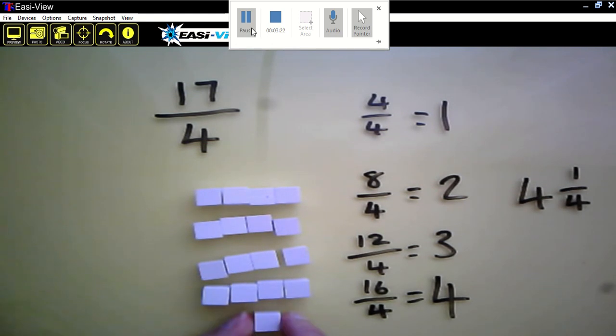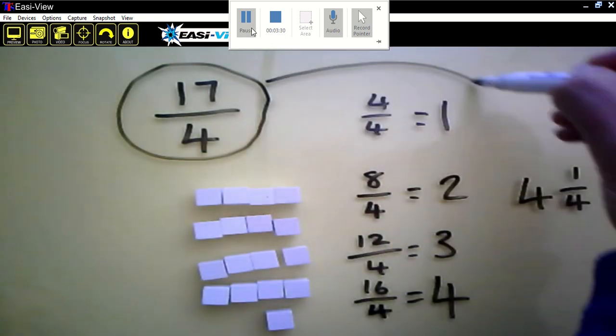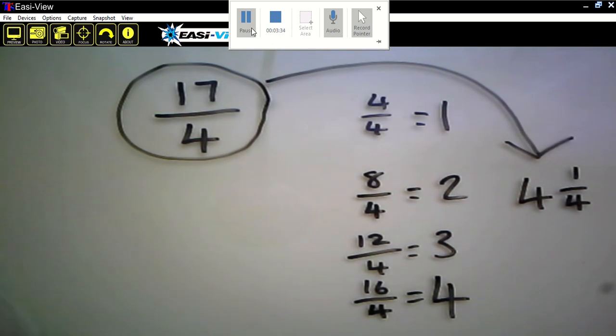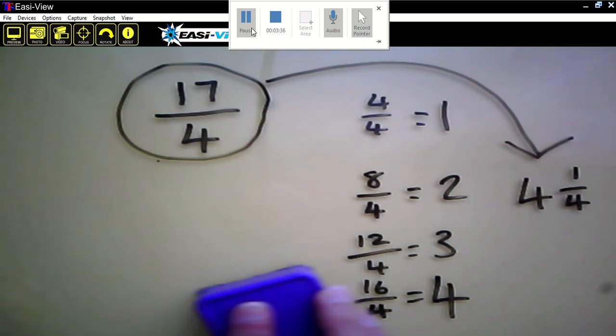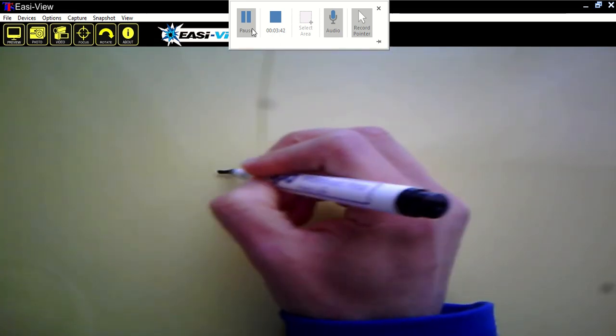And that's how using manipulatives, using cubes, rice, whatever, can help you turn an improper fraction into a mixed number. Okay, lovely. Right, move those out of the way. Oh, the next, nice short division. Lovely jubbly.